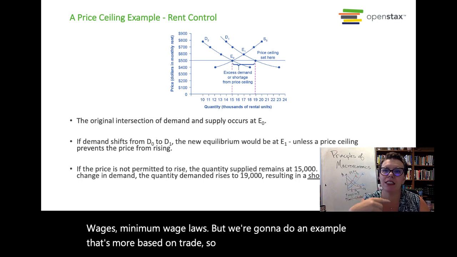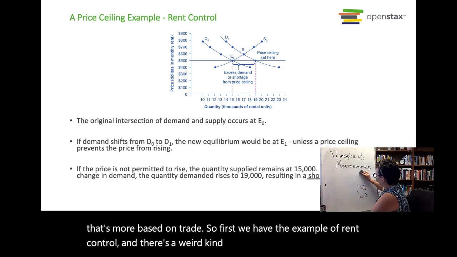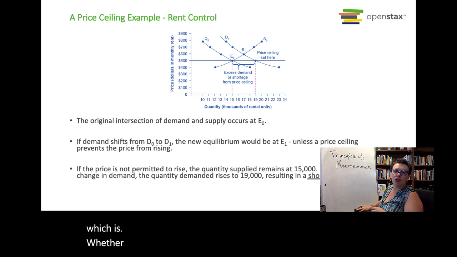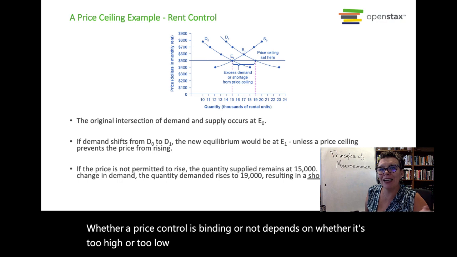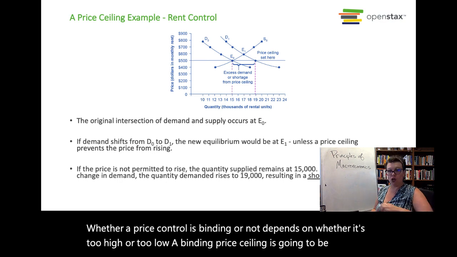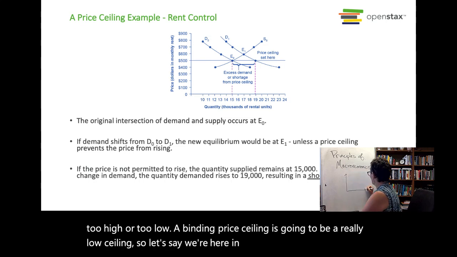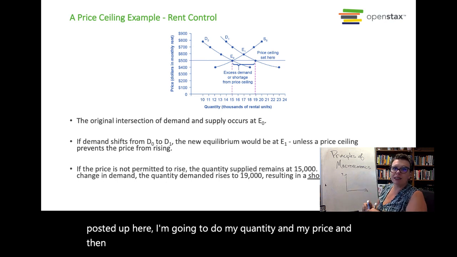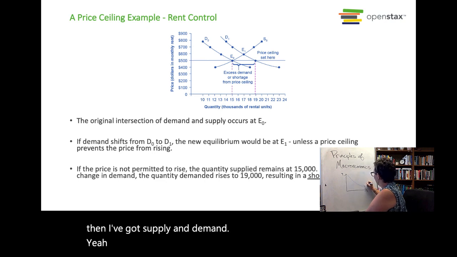So first we have the example of rent control. And there's a weird, kind of counterintuitive part to this, which is whether a price control is binding or not depends on whether it's too high or too low. A binding price ceiling is going to be a really low ceiling. So let's say we're here in this market that they've got posted up here. I'm going to do my quantity and my price. And then I've got supply and demand.